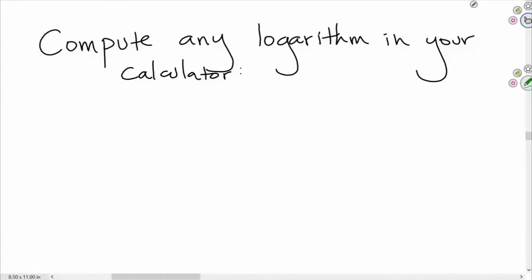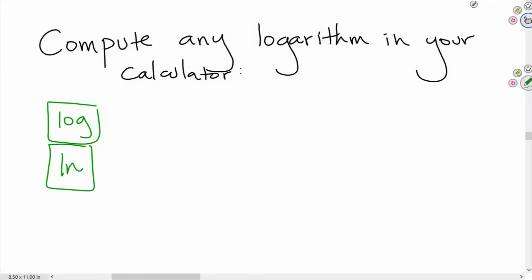The last idea is how to compute any logarithm in your calculator. Okay, now if you have a TI-84 graphing calculator, you'll notice that on the left-hand side near 7 and 4, we have the buttons log and ln. That's log base 10 and the natural log base e. But many times what we're doing is not base 10 or base e. So what do you do then?